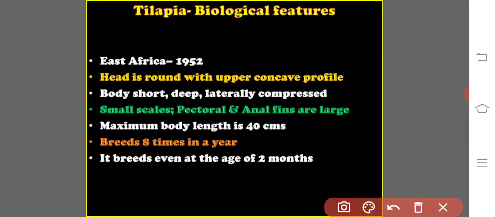The specialized feature is that it breeds 8 times in a year. Another specific feature is that it breeds even at the age of 2 months. It starts breeding at the age of 2 months and breeds 8 times in a year. This is the specialty of Tilapia mossambica.